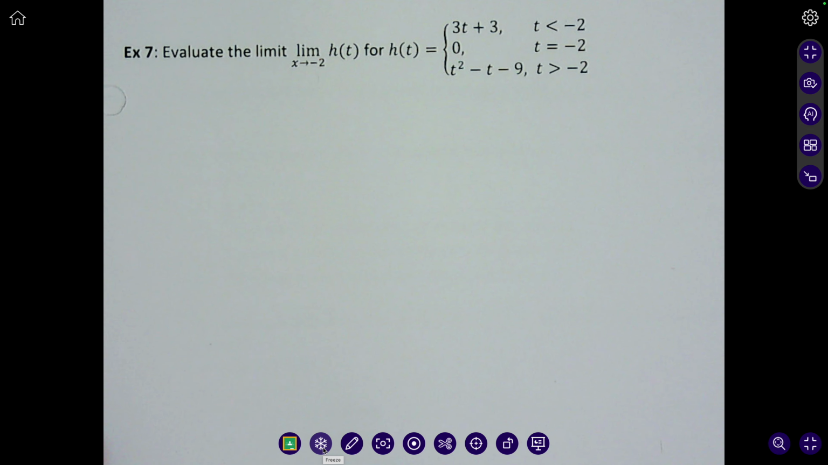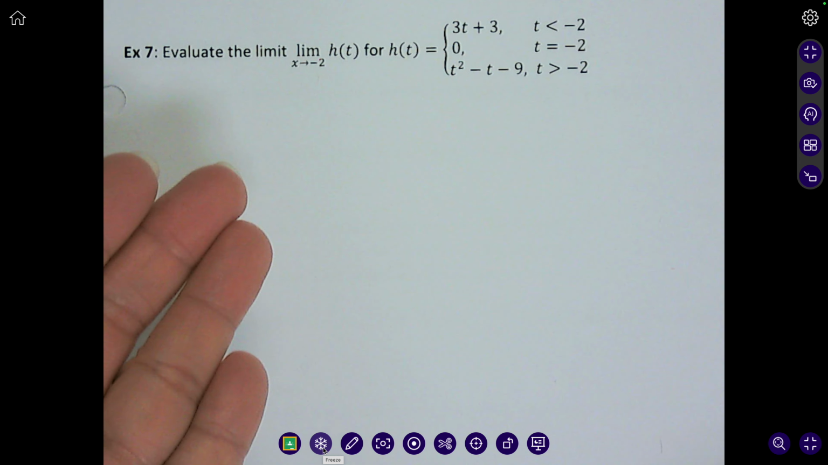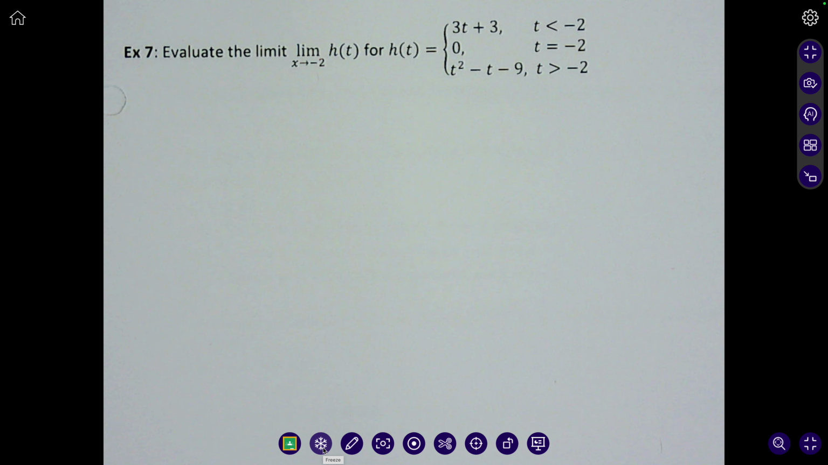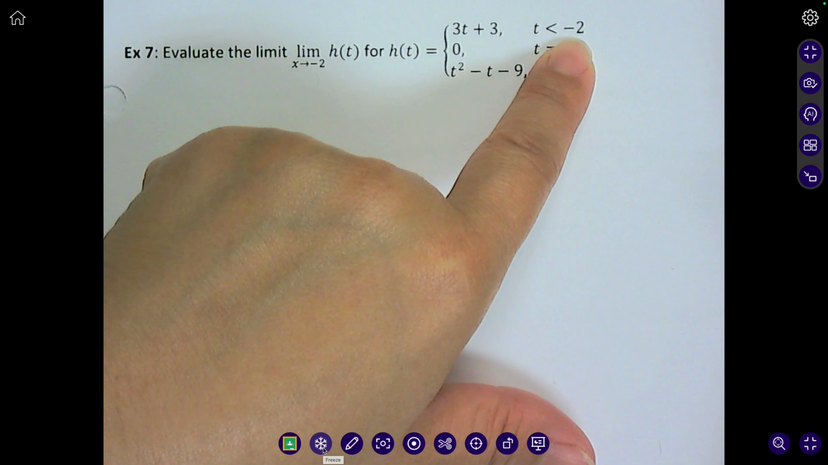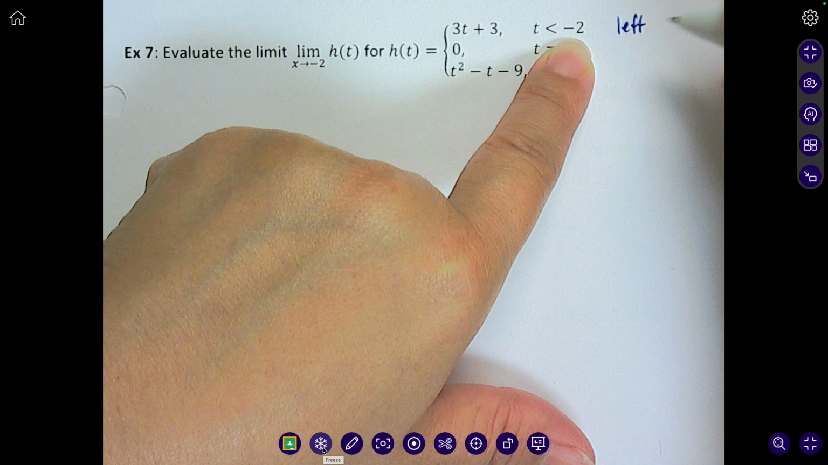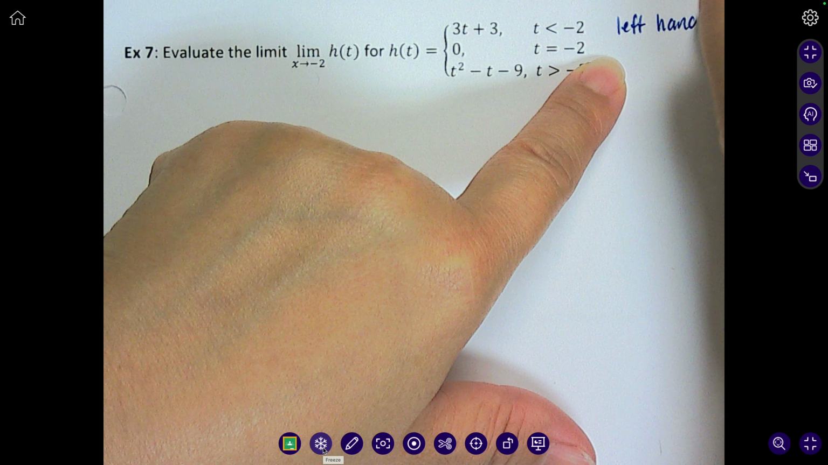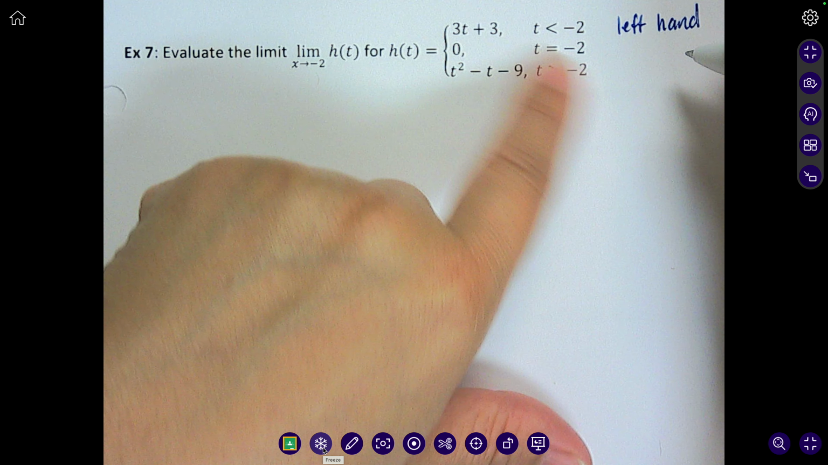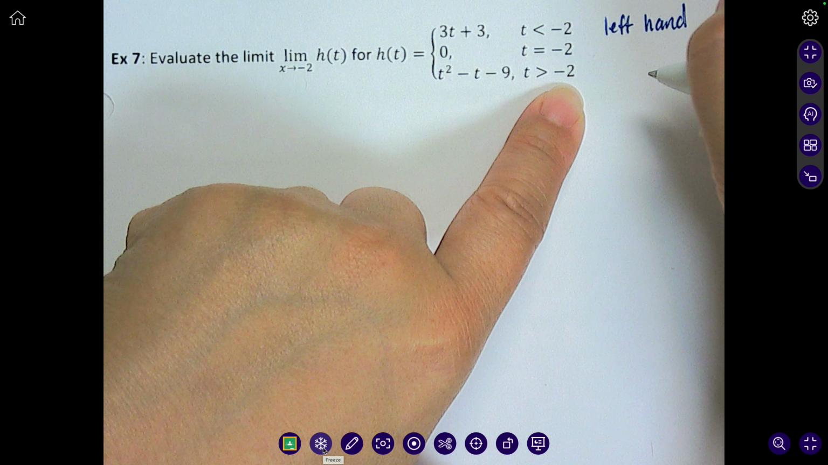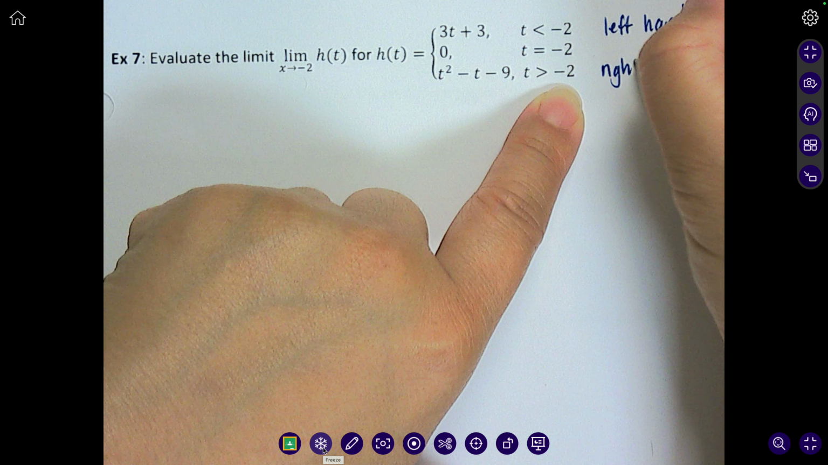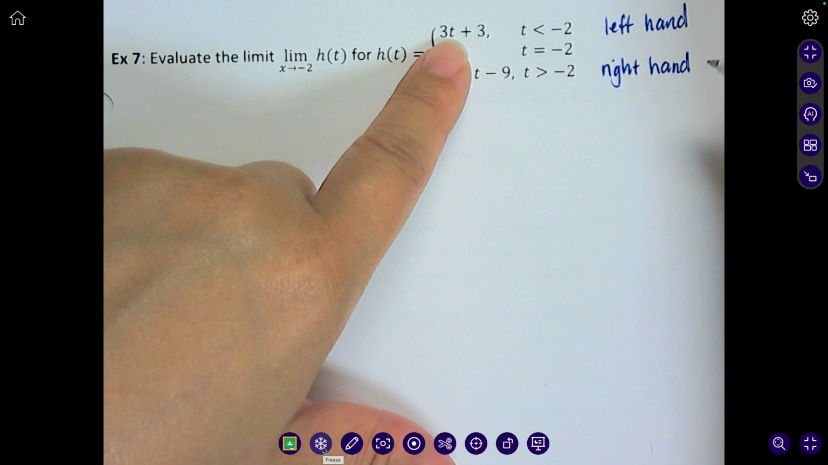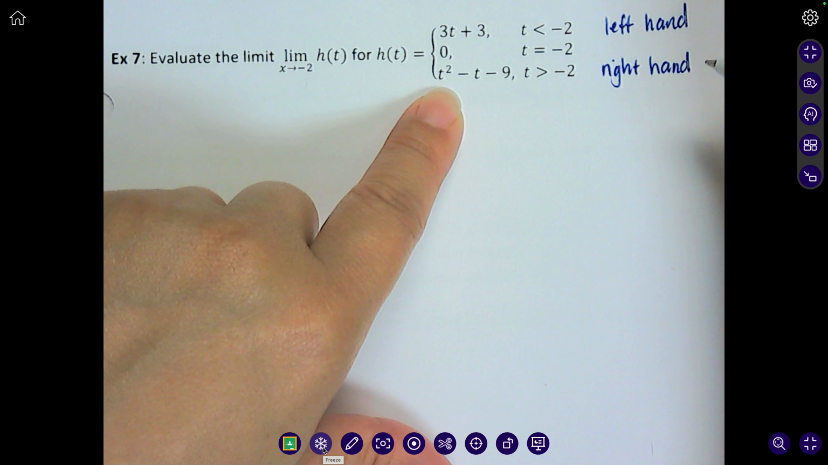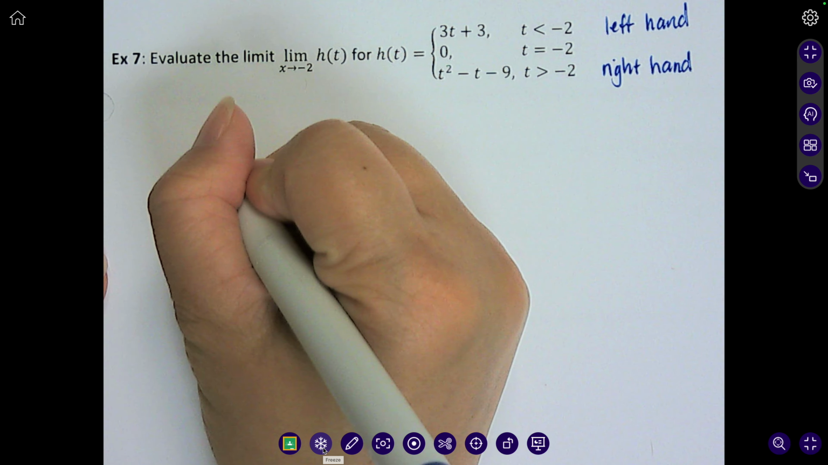Lucky for us, we don't have absolute value, so we don't have to break them apart. You guys see it? So looking at this one, this is t less than -2. So this is left right here, right? This is the left hand. That's the left hand limit. And then x greater than -2, that's your right hand limit. So what I want to do now is I want to find the limits from the left of -2 and from the right of -2. So we're going to have to break that out.